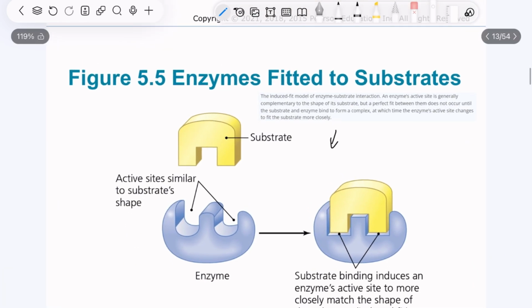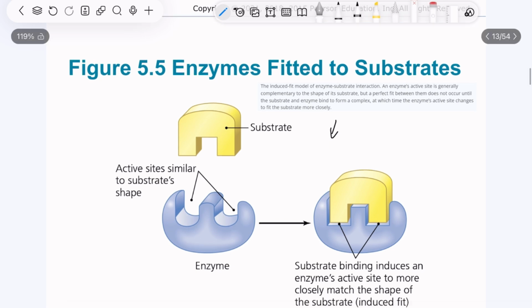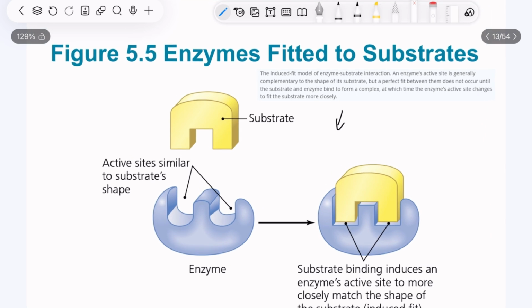And so then we move on to the enzyme's fit to the substrate. So let's look at the key concepts. We first have the substrate. The substrate is the molecule that the enzyme acts upon. And then we have the enzyme active site. The enzyme has an active site shown as the blue shape. The active site has a structure that is similar to the substrate shape, but not an exact match at first.